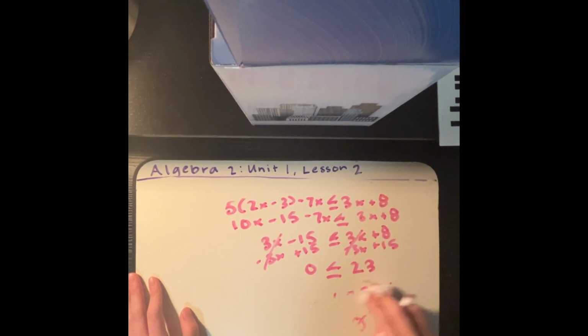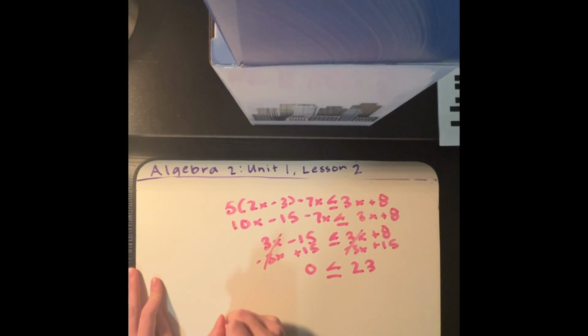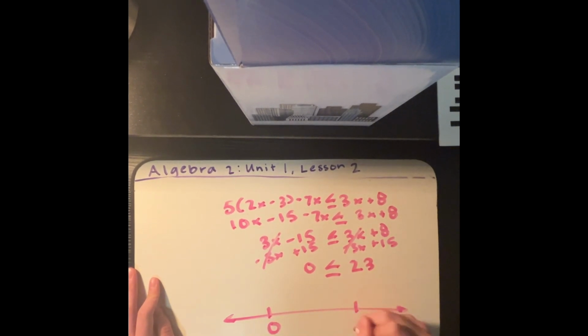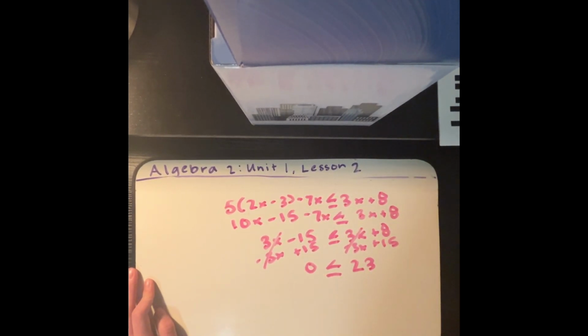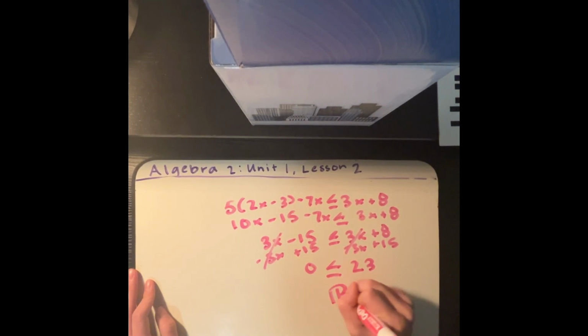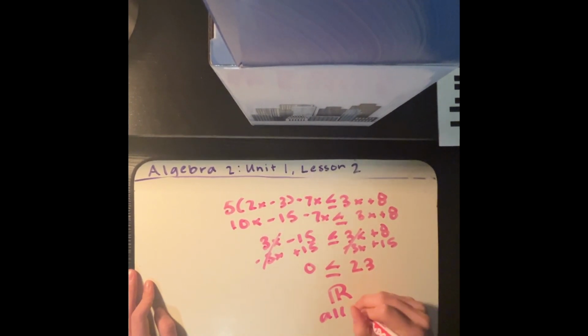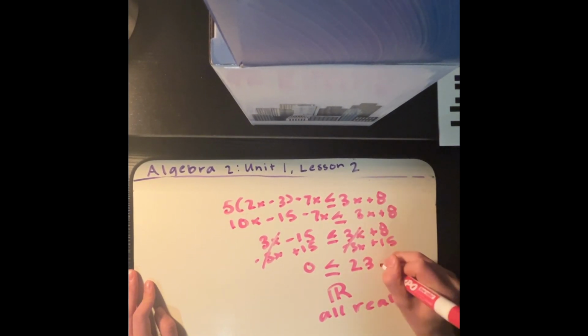But in inequalities, we have to think, is this a true statement? Is 0 less than or equal to 23? And the answer is yes, because if I put the numbers on a number line here, we have 0 over here and 23 over here. And look, 0 is less than 23. It's not equal to, but it's less than 23 because it comes before 23 on our number line. So that's how we can prove that 0 is less than or equal to 23. This is all real numbers, or infinite solutions, because it is a true statement.